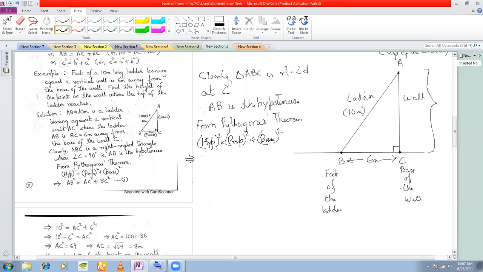Now let us put what we know. We know AB to be 10, so this becomes 10 square. And AC here we have to calculate. We write AC square as it is, and BC square.